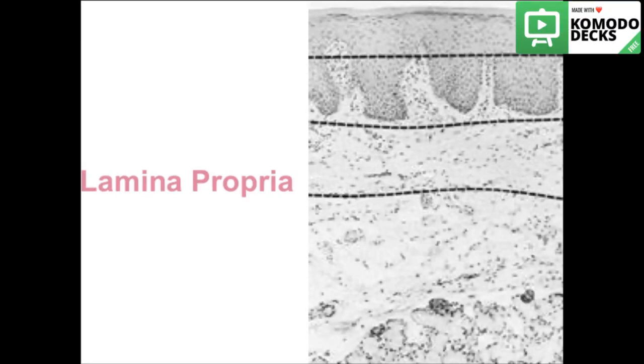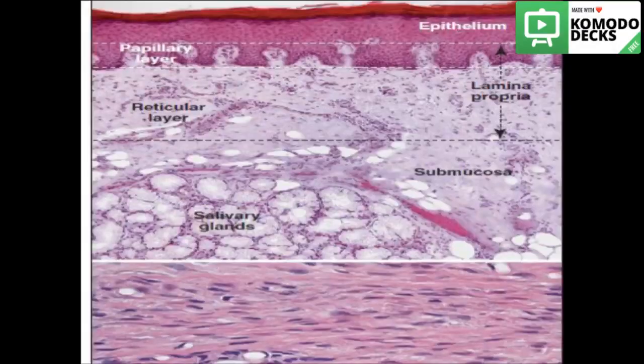The lamina propria is also a part of the oral mucosa that is underneath the epithelium. For descriptive purposes, it is divided into a papillary superficial layer and a reticular deep layer. The reticular layer contains loosely attached bundles of collagen fibers. Wholly, both layers are called lamina propria.